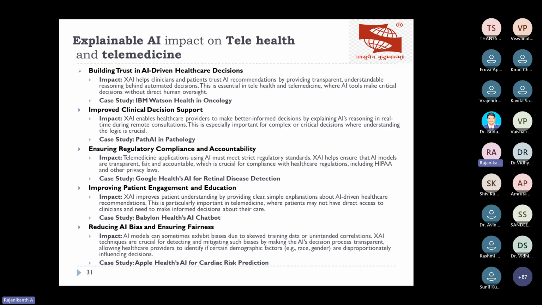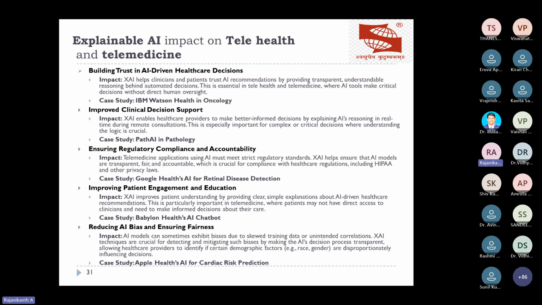So Path AI is a solution for pathology. Next, what we have is Google Health AI for retinal disease detection. This talks about regulatory compliance and accountability. It meets strict regulatory standards, and XAI will help ensure that AI models are transparent, fair, and accountable, which is crucial for compliance with healthcare regulations. It's like WHO regulations, etc. That particular app is going to follow.